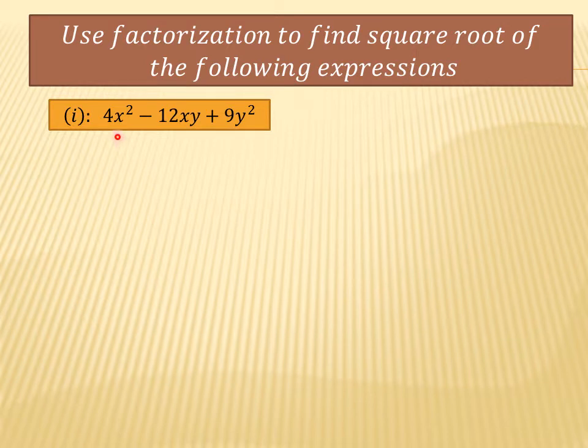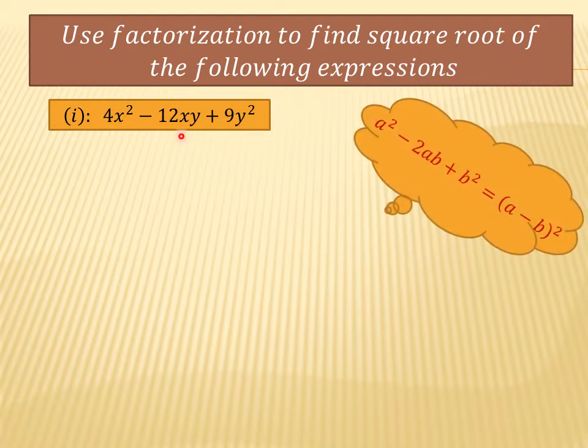We can apply the formula here because the first term, that is 4x square, is the square of 2x, and the last term 9y square is also the square of 3y. So we can apply the formula here as well as we can break the midterm. Application of formula is somehow simple, so I will apply the formula of a square minus 2ab plus b square equals to a minus b whole square.